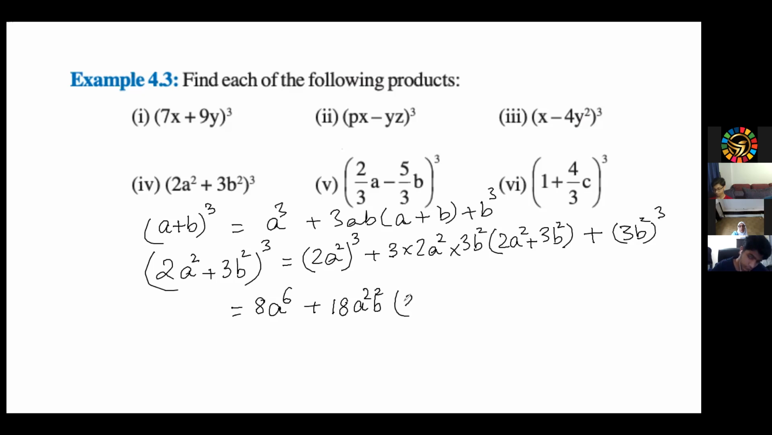In the bracket, you have the same thing, except you will open the bracket. Okay. b square. And what is the last term? 3 cube. What is it? 27. And b square cube, so b raised to 6. Now we'll open the bracket. 8a raised to 6 plus 18 into 2. You need to multiply both the terms. Okay. 18 into 2, how much? 36.